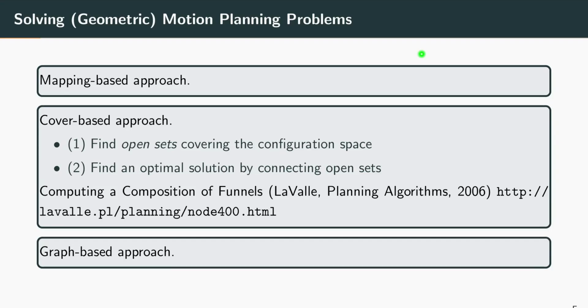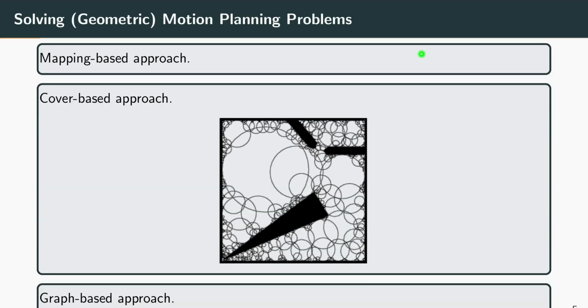And here the idea is to use a different sort of description of what open space means. So you use very simple geometric shapes that cover the space that is free. And then you try to find a solution by connecting these spaces. And so that's also visually much easier to see.